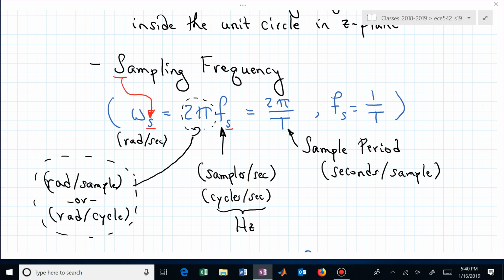And the sampling frequency, f sub s, is related to the sample period, capital T, which is how many seconds per sample elapses between the sampling operation. Capital T is then so many seconds per sample.